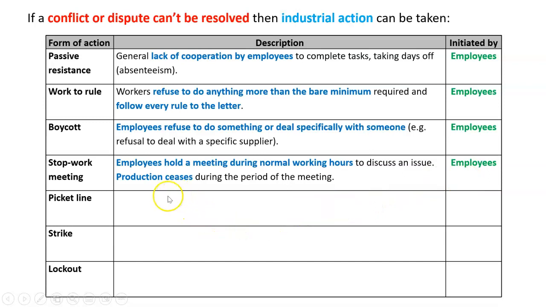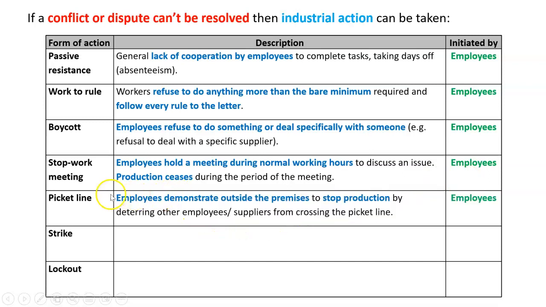A picket line. So we don't see these much anymore, but once upon a time we'd see really almost violent scenes of picket lines where employees demonstrate outside the premises to stop production. And what they're trying to do is stop other employees and suppliers going into that business or crossing the picket line. And that's initiated by employees. Or a strike. So we've seen examples of those. Employees withdraw their labour and production ceases.